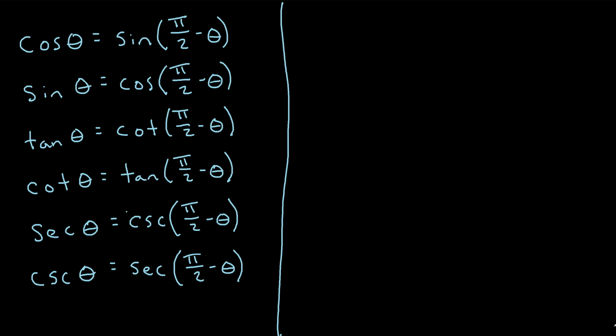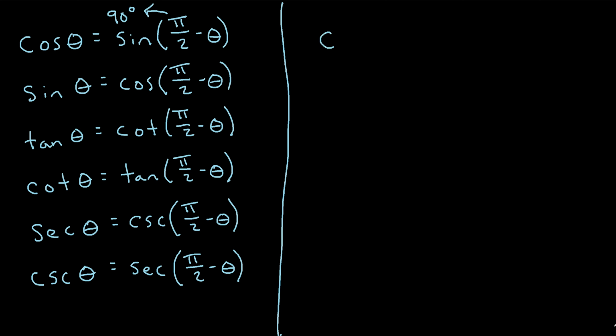The secant of theta is equal to cosecant of pi over 2 minus theta, and the cosecant of theta is equal to the secant of pi over 2 minus theta. So these are all written in radians, but it's worth noting that pi over 2, the equivalent in degrees, would be 90 degrees. So let's work through a few examples of how to use these cofunction identities.